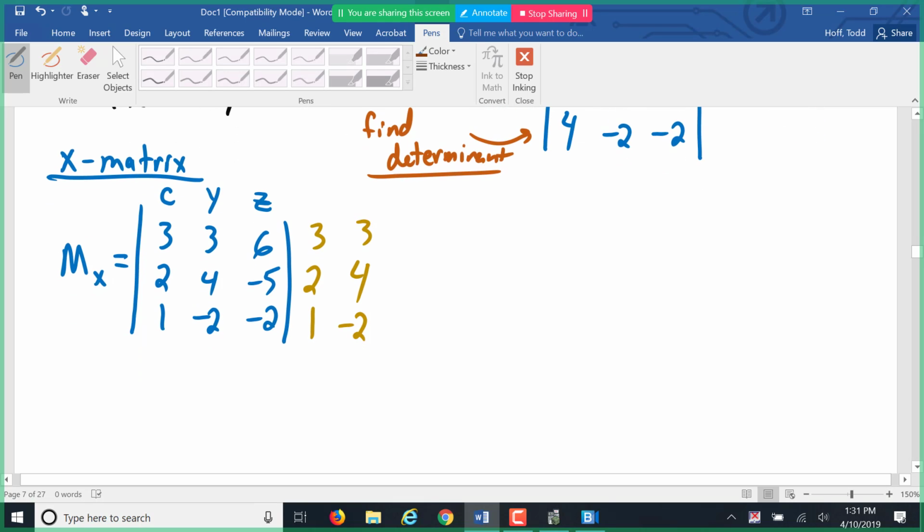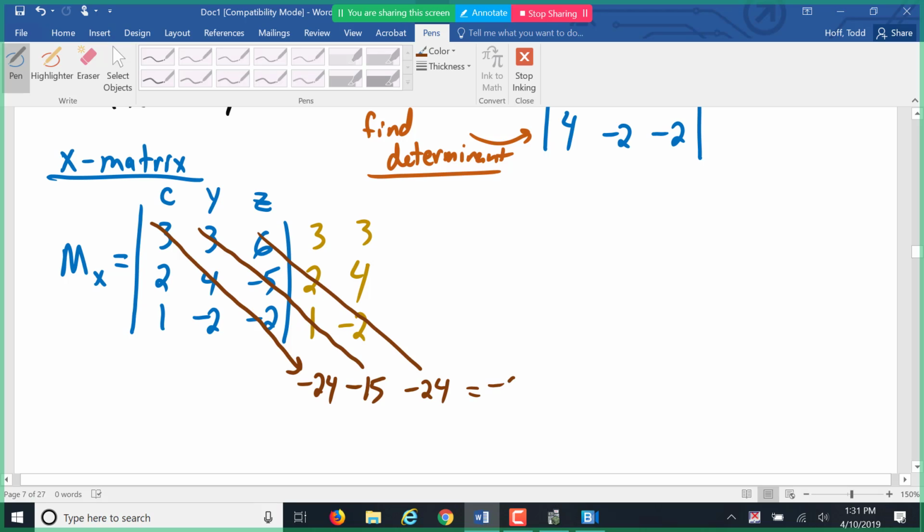So on our down diagonals, first element gives us 3, 4, negative 2, which is 3 times 4 is 12, times negative 2 is negative 24. Next, second element, 3 times negative 5 times 1, negative 15. Next element, 6 times 2 times negative 2 is again negative 24. Adding those all up gives us negative 63.